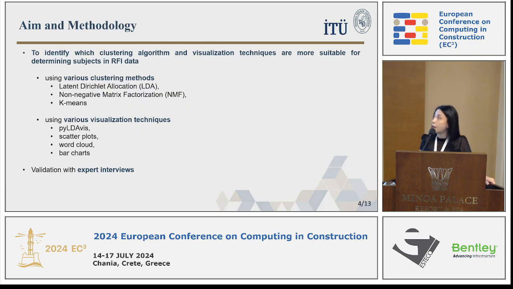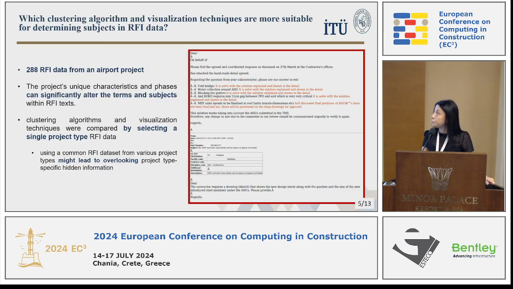This study aims to identify which clustering algorithm and visualization technique are more suitable for determining the subjects in RFI data, using various clustering methods like latent Dirichlet allocation, non-negative matrix factorization, or k-means, and various visualization techniques like pyLDAvis, scatter plots, bar charts, and word clouds. To validate the results, expert interviews have been conducted.